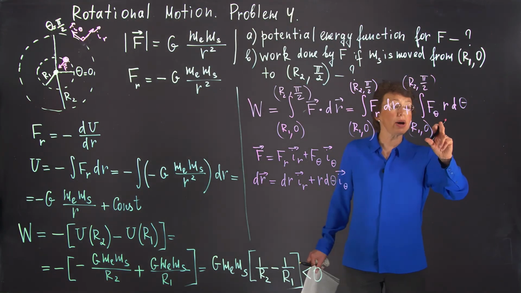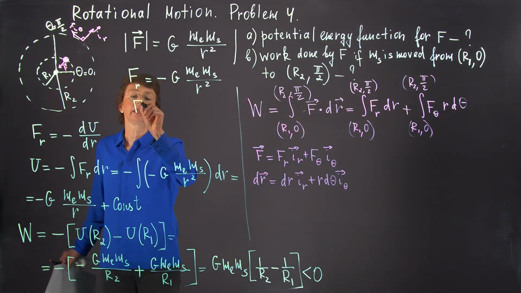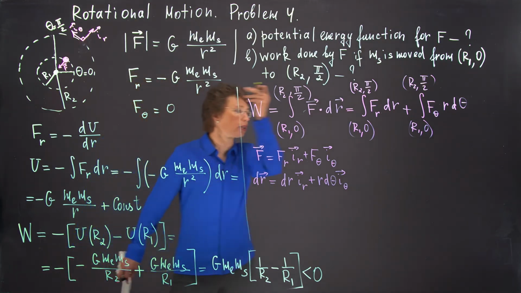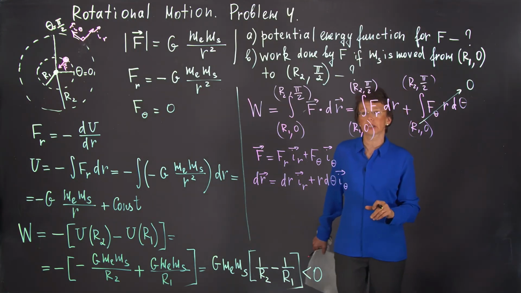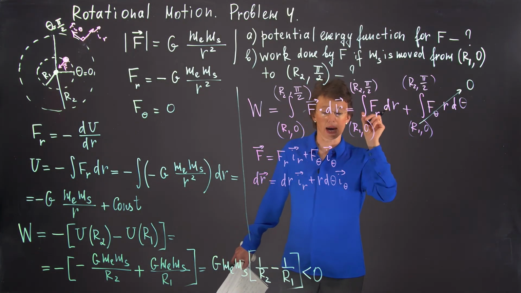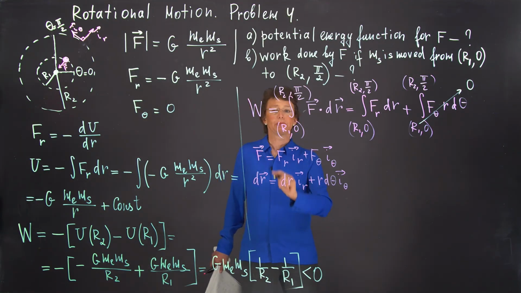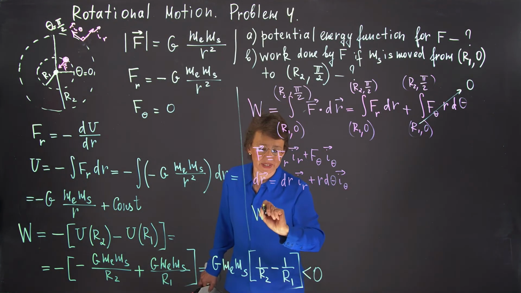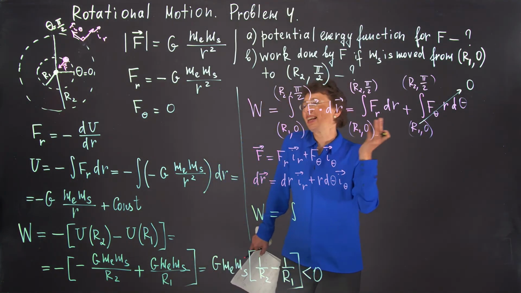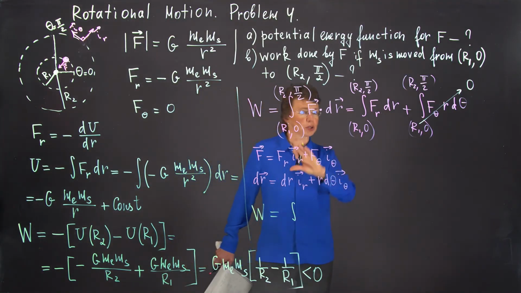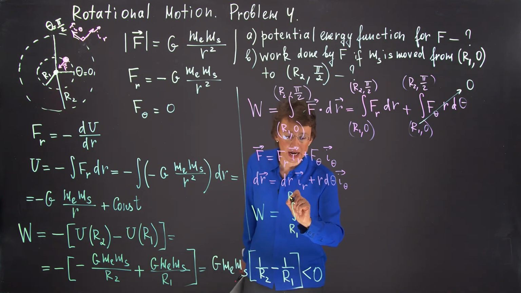So what is our F theta? Our F theta in this problem is 0. There is no theta component of gravitational force, so we can ignore this part of the integral. We just take F sub r dr. Let's do it and figure out if we get the same answer. So work is equal to integral. Nothing depends on angle. There is no angle in this formula, so I ignore angle. I just put this integral from R1 to R2.